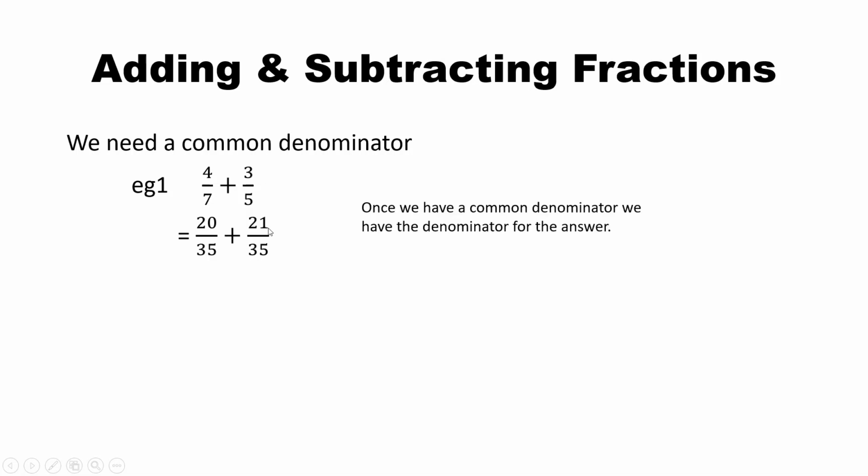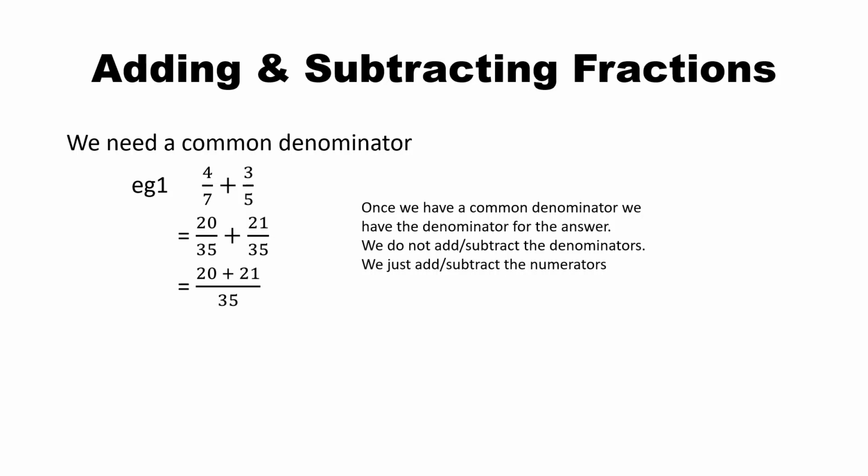Once we've got a common denominator, that's the denominator that we'll have for our answer. We don't add or subtract the denominators. We keep the denominator the same, and we just add or subtract the numerators. In this question, we're adding the fractions, so let's add those numerators. I know it's going to be something over 35. I'll do the 20 plus the 21, and I'll put that answer over 35. So that's 41 over 35.